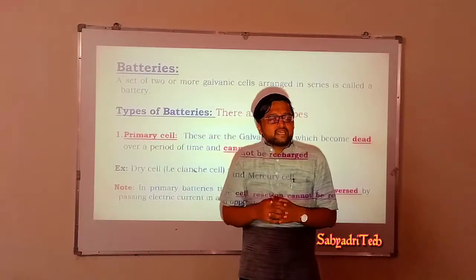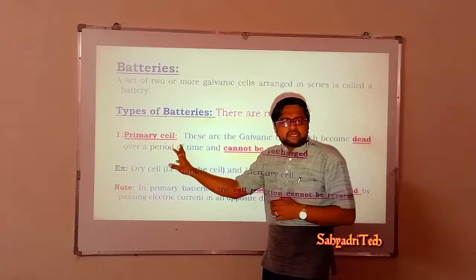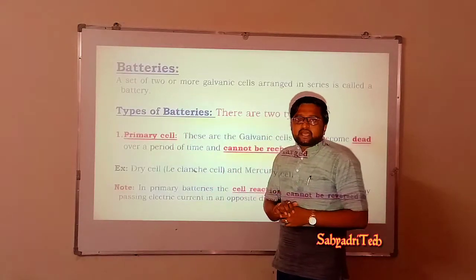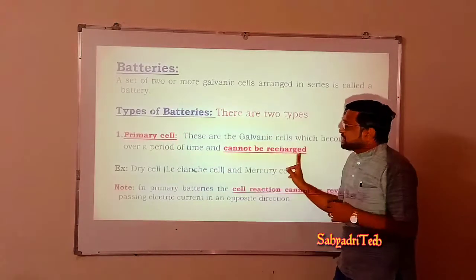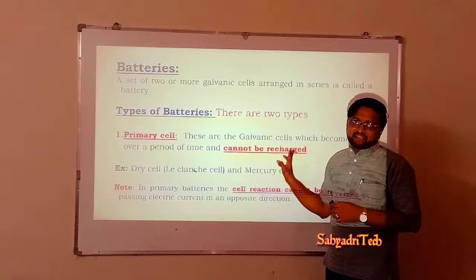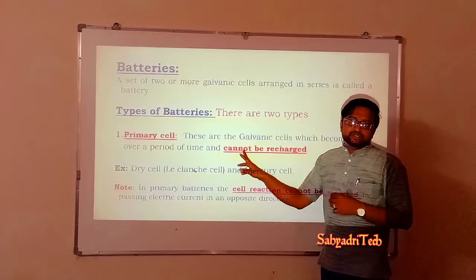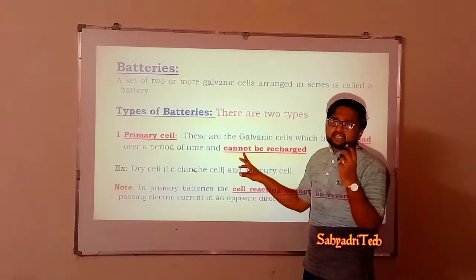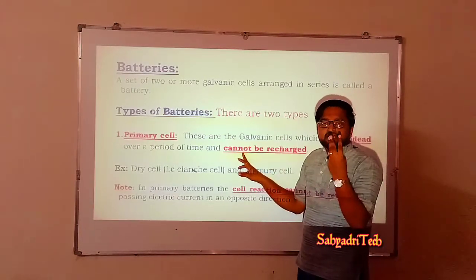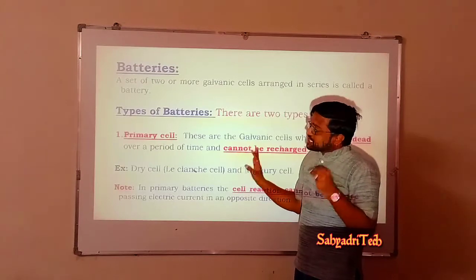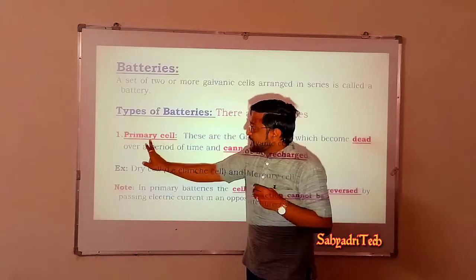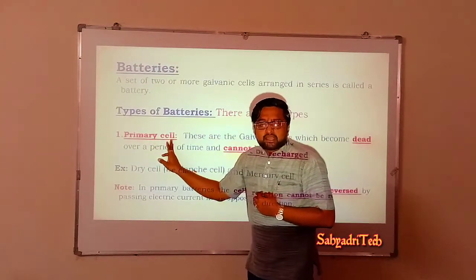Okay, so what we can say, the primary cells can be used only once in their lifetime, and they cannot be recharged. They cannot be recharged and reused. They are used only once in their lifetime. They cannot be recharged and cannot be reused. Such types of batteries are called primary cells or primary batteries.